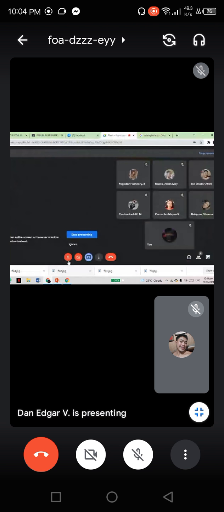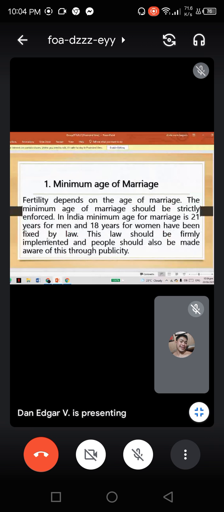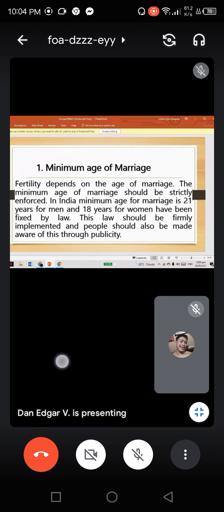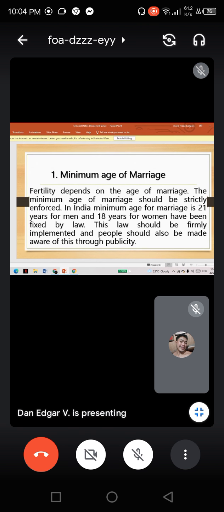My name is Shinanoy Balahor. It's a minimum age of marriage. Fertility depends on the age of marriage. The minimum age of marriage should be strictly enforced. In India, the minimum age of marriage is 21 years for men and 18 years for women, fixed by law. This law should be firmly implemented and people should also be made aware of this through publicity.